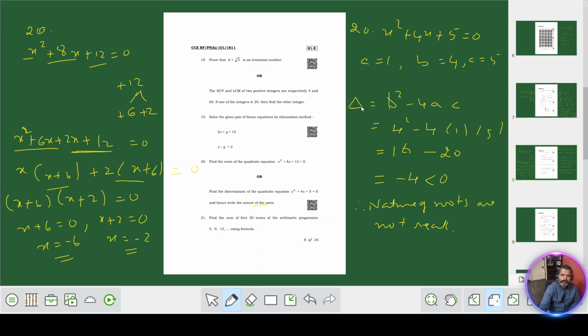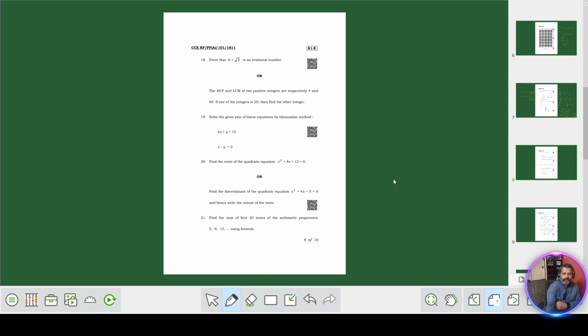Nature of roots depends on the discriminant value. If the discriminant is equal to 0, then roots are real and equal. If the discriminant value is greater than 0, the nature of roots will be real and distinct. Now in this case it is less than 0, so not real roots. Clear? We'll move to the next question, 21.